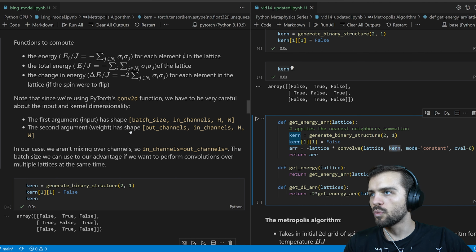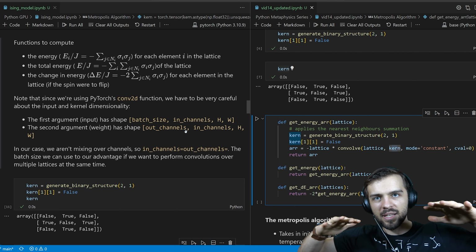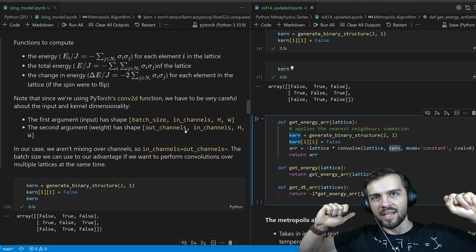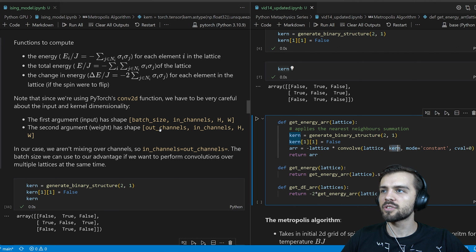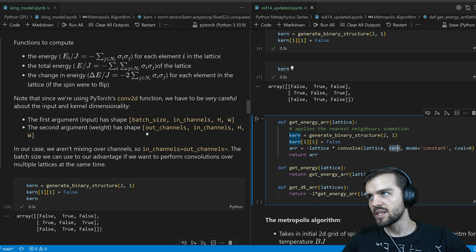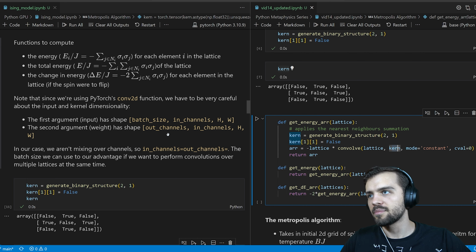The second argument, the weight, has to have this shape here. So in this case, output channels, well, we're taking in the tensor of spins and we're outputting what the energy of that array is. And the energy is also a single number. So the output channels is also equal to 1. Input channels is equal to 1. Height and width are going to be the same. And so this is what the shape of the actual kernel that you're convolving with needs to be.